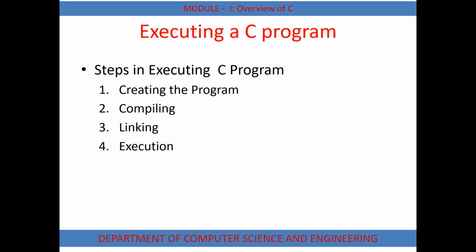Executing a C program. Execution of a C program involves the following four steps. First one, creating the program. Second, compiling the program. Third, linking the program. And fourth one, execution of the program. Step 1, creating the C program. First, write a C program using a text editor. Then save the program using the .c extension. A file saved with this .c extension is called a source program.